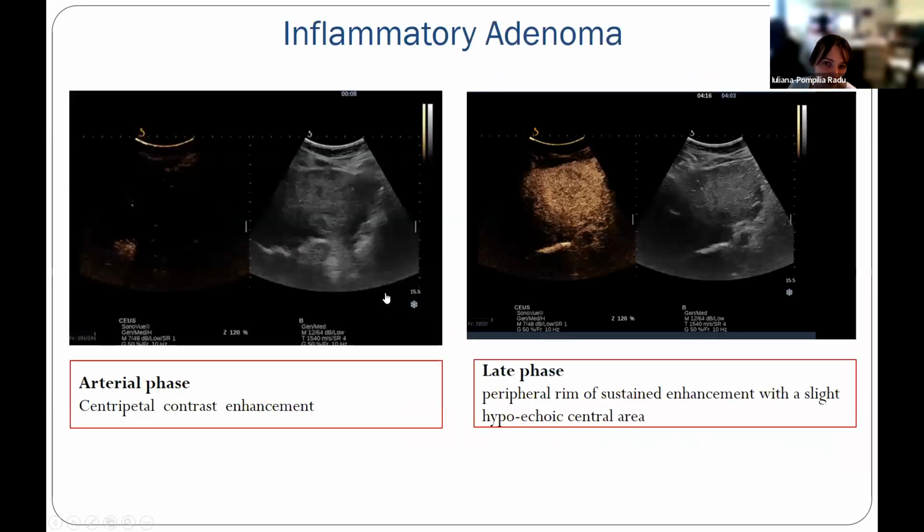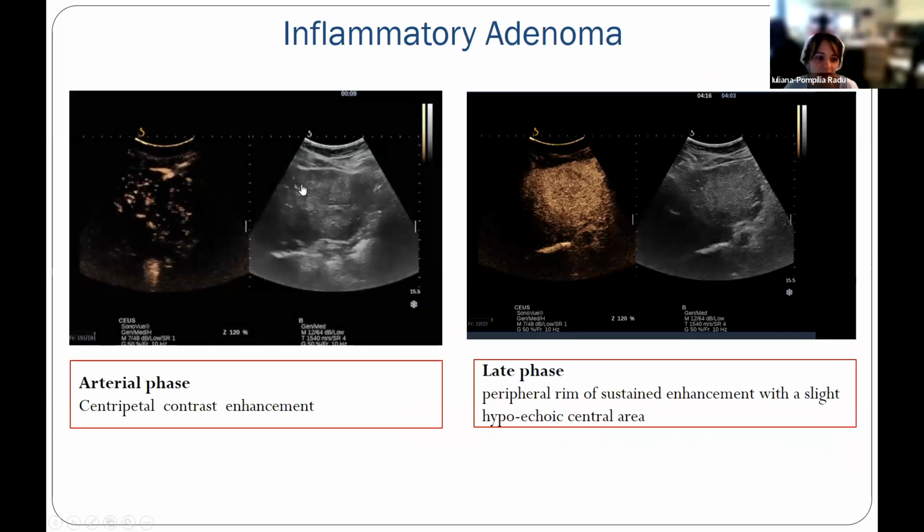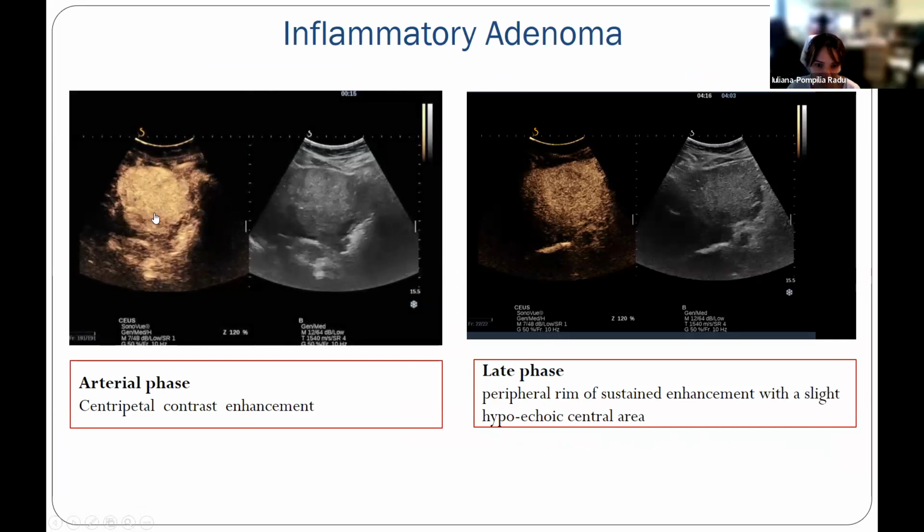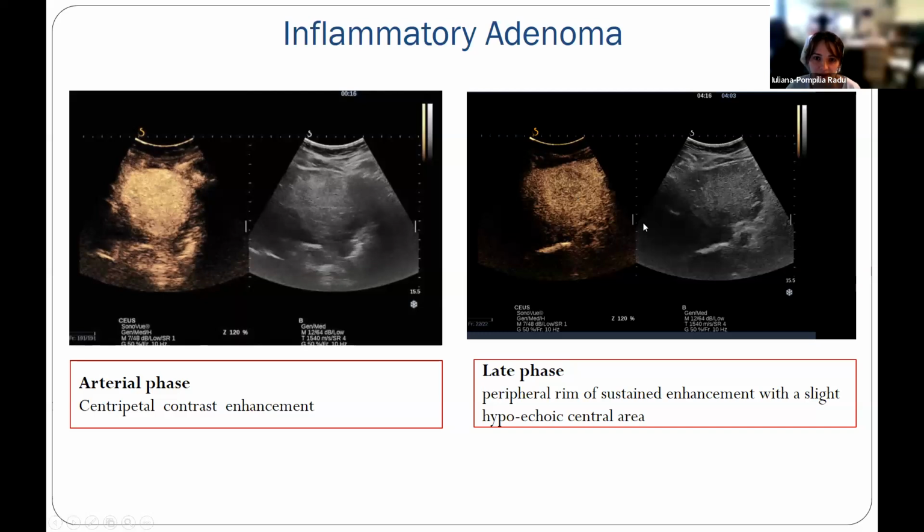Inflammatory adenoma, but this is a case of inflammatory adenoma. It is a centripetal contrast enhancement, which means from the periphery to the center. What is typical for this type of adenoma is a peripheral rim sustained enhancement with a hypoechoic central area.